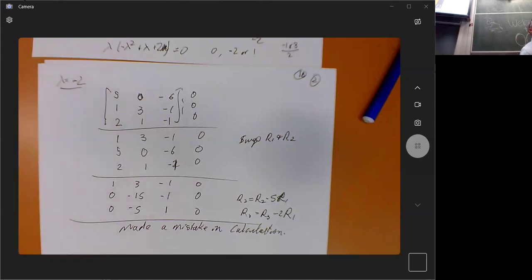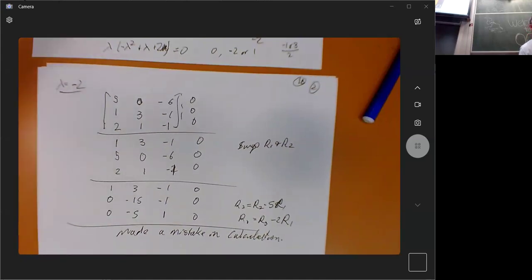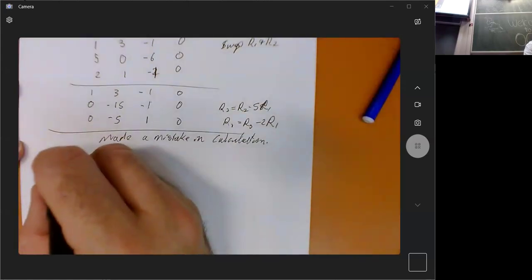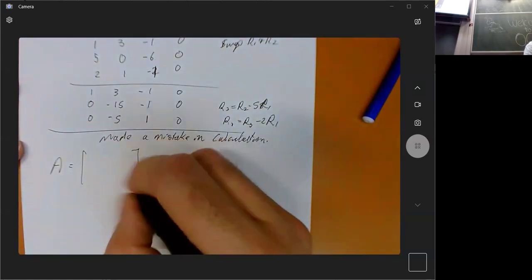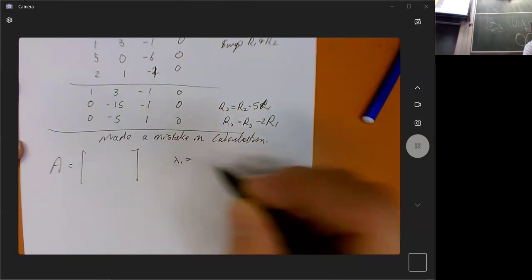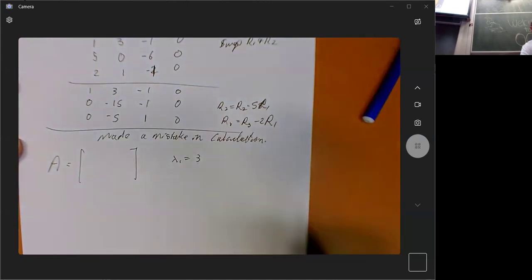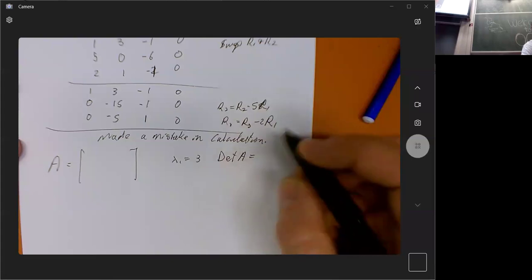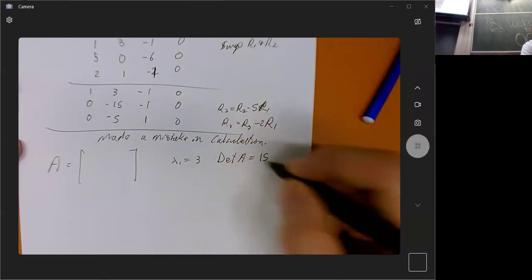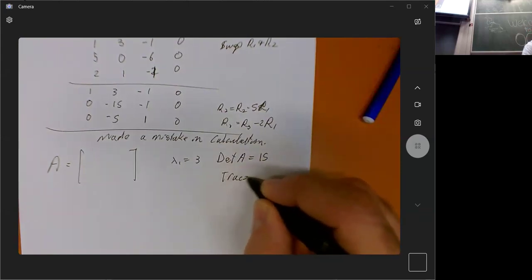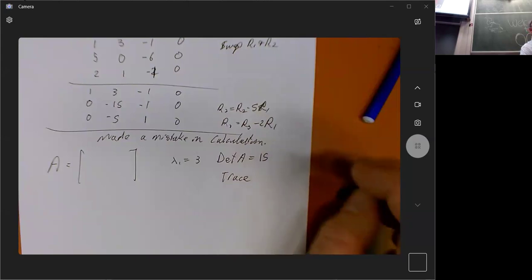The next thing we're going to do: if we were talking about eigenvectors and eigenvalues, they're going to give you your matrix A. Then you go, lambda 1 is equal to, I don't know, 3. The determinant of A is equal to, let's say, 15. And they're going to give the trace, equal to, I don't know.